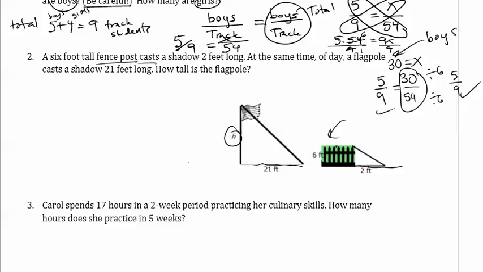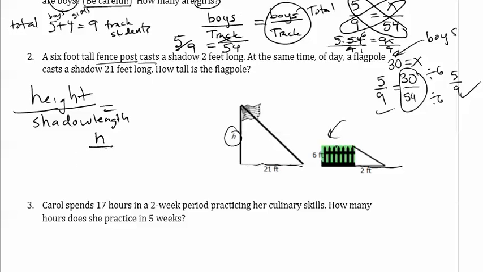Well, one thing I want to compare is height to shadow length. And you can set this up any way that you desire as long as you're consistent. Okay, so height to shadow length. So if I do that, then the height of the flagpole is h, and the height of its shadow is 21 feet, which the problem tells us, and the height of the fence is 6 feet, and the length of its shadow is 2 feet.